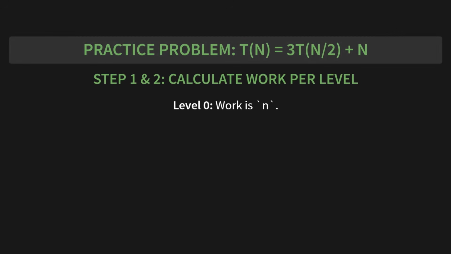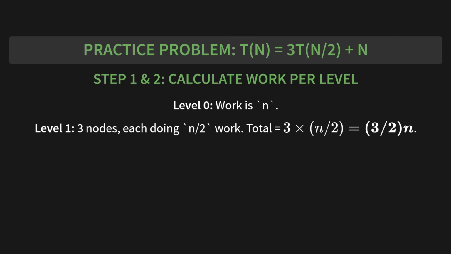Okay, step 1 and 2. Calculate work per level. Level 0, work is n. Level 1, 3 nodes, each doing n over 2 work.